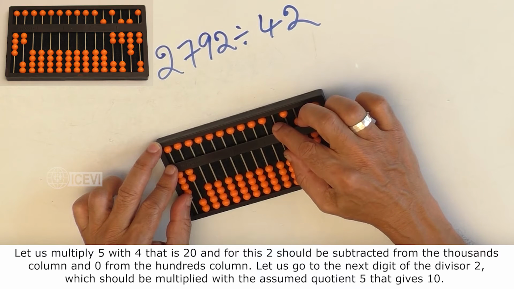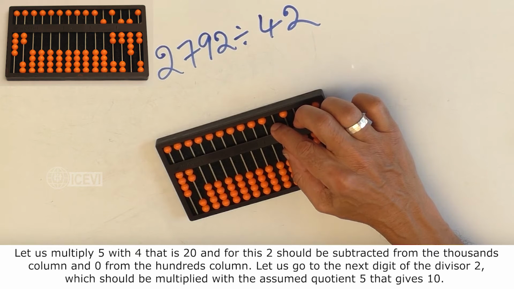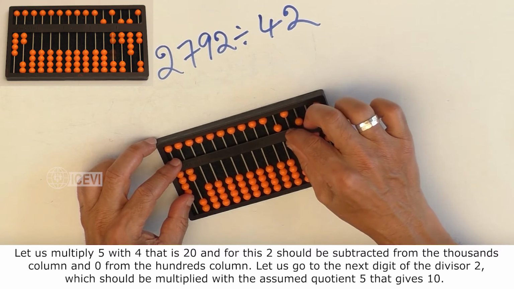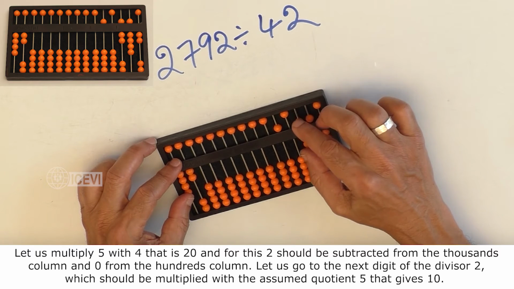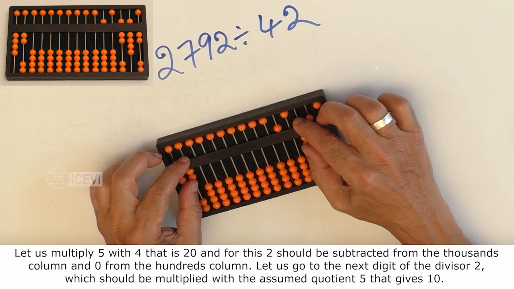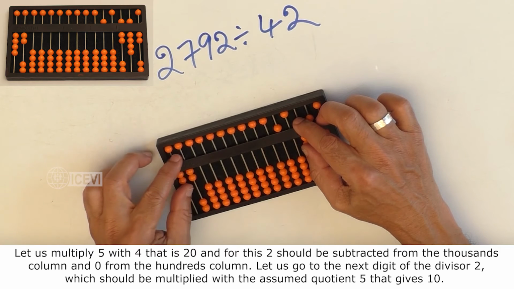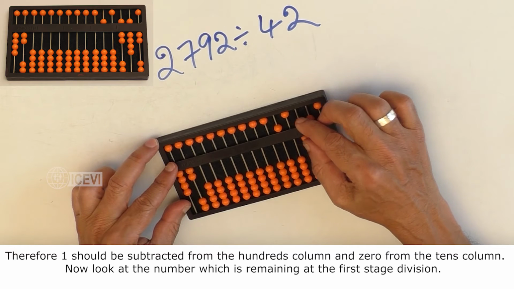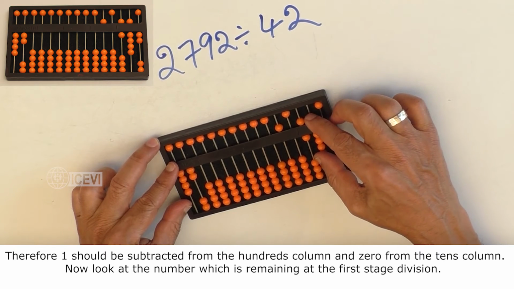Let us multiply 5 with 4, that is 20, and for this 2 should be subtracted from the thousands column and 0 from the hundreds column. Let us go to the next digit of the divisor 2, which should be multiplied with the assumed quotient 5. That gives a 10. Therefore, 1 should be subtracted from the hundreds column and 0 from the tens column.